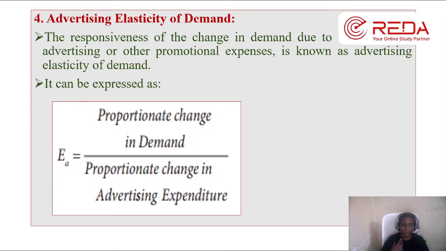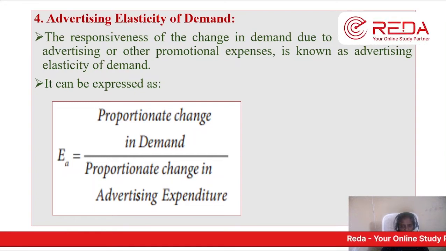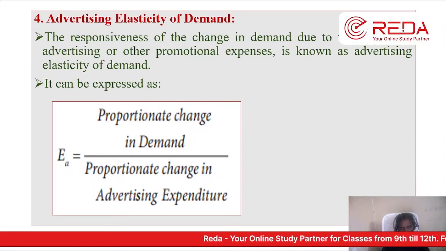Whenever the producer or the seller is spending a lot of money on advertising their commodities, what will happen? Easily it will reach the consumer, so that it helps to increase the demand for the commodity. So whenever a producer or seller is spending more money on advertising, the demand for the commodity increases. However much money you spend, that much change will happen in the demand for a commodity. If you are very stingy in spending money on advertisement, what will happen? It cannot reach the consumer in the market.